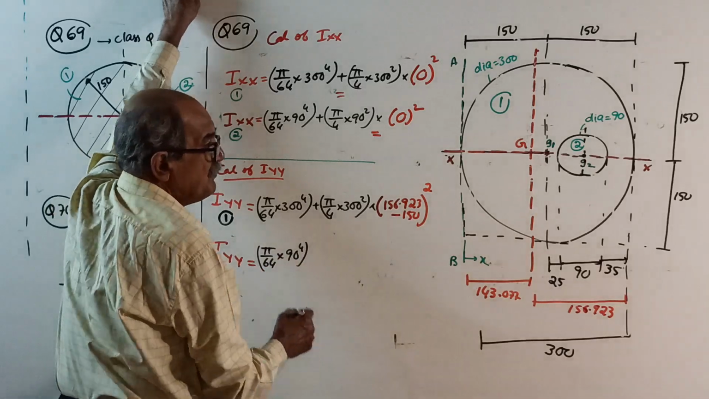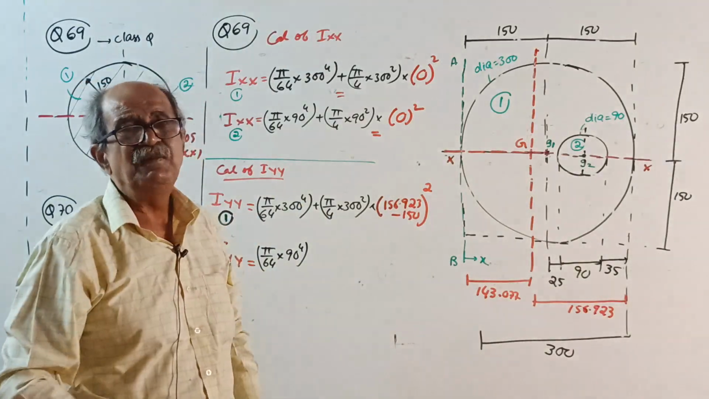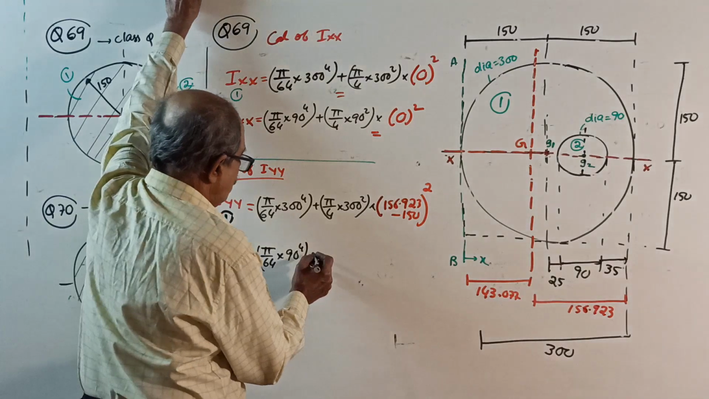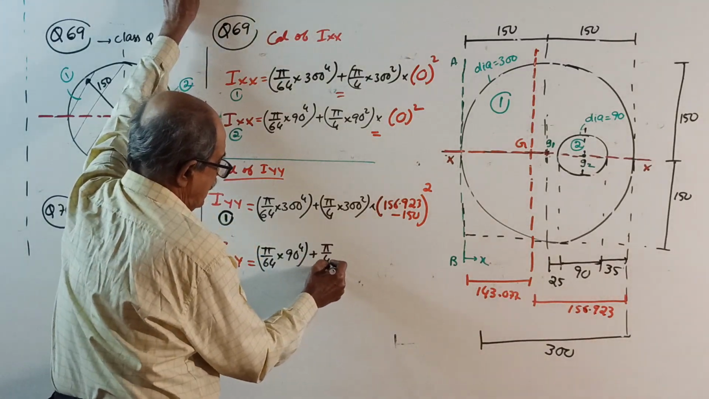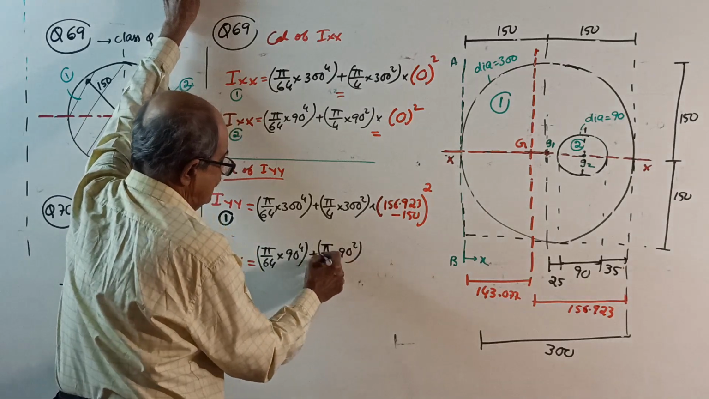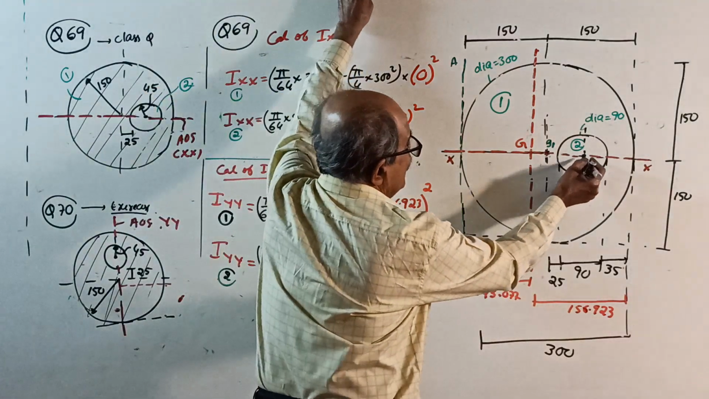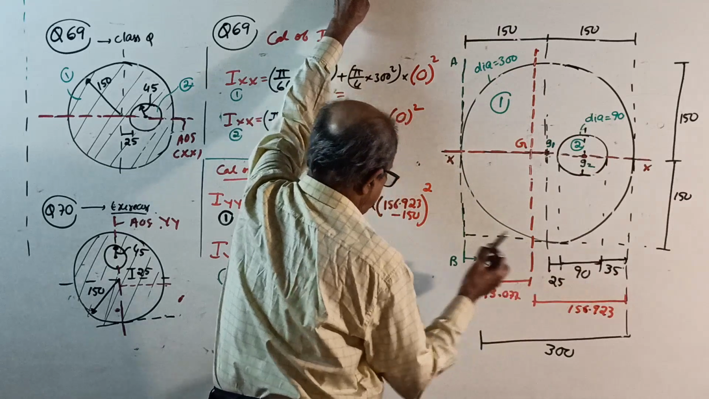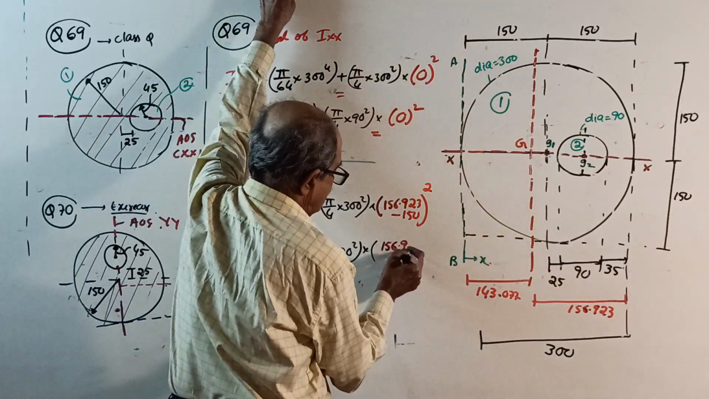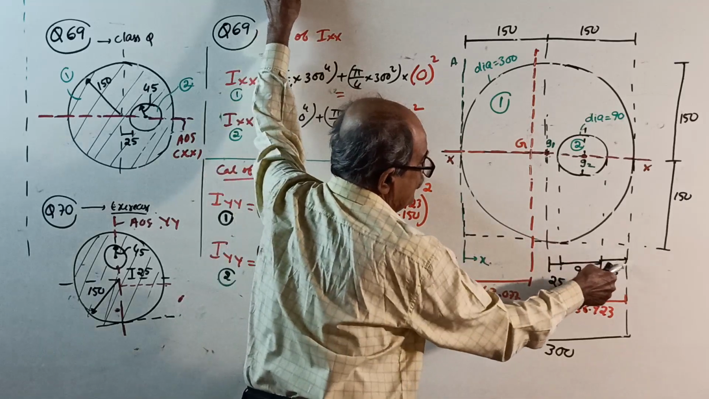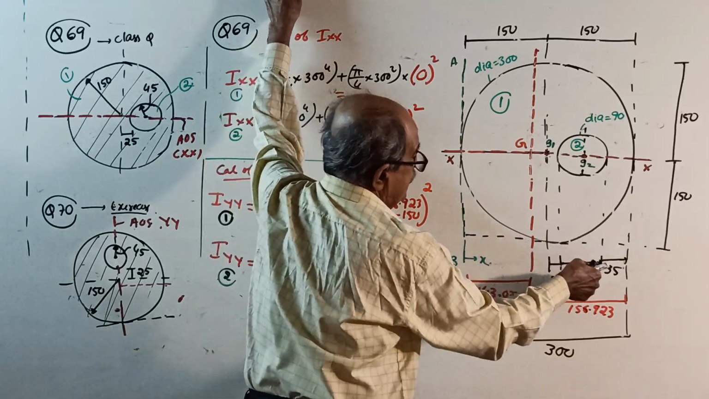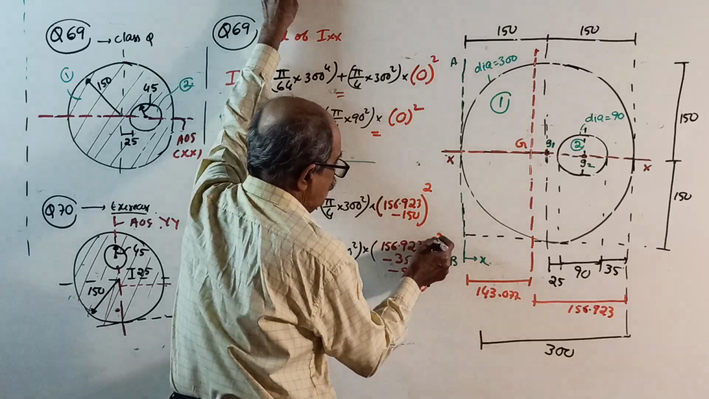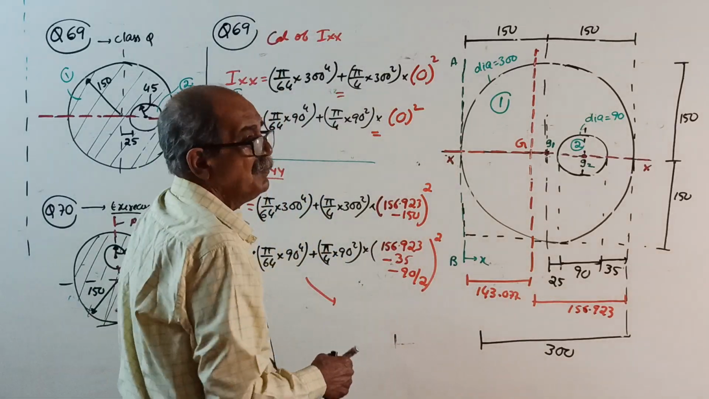See, I am doing it a little fast because now time has come to increase the speed. So many questions are solved. Therefore, the small things are not a problem now. Pi by 4 of 90 square is the area, into from centroid G2 to YY this distance square, that is 156.923 minus 35, again minus half of 90, minus 90 by 2 whole square. Calculate, then complete the formality.